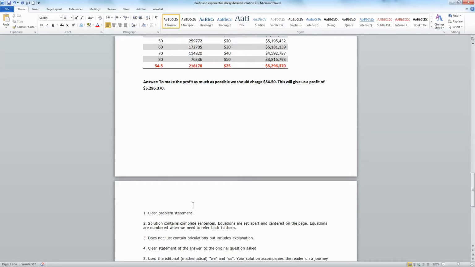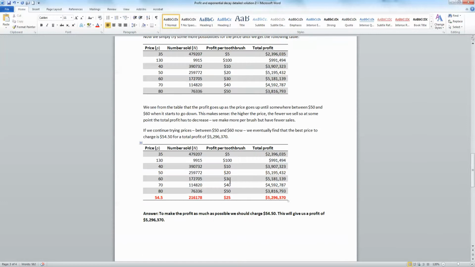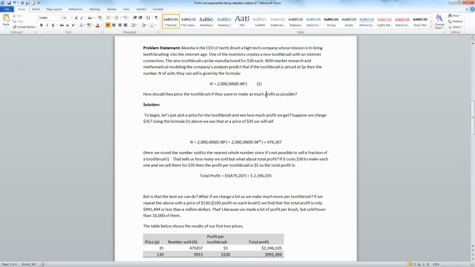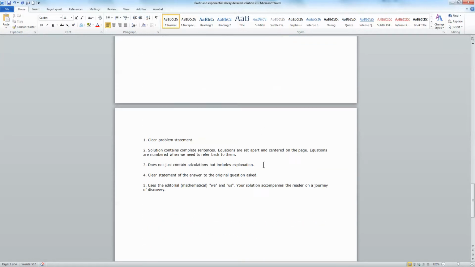So not a hard problem, but it captures some of the key features we're looking for in the presentation of mathematics. A clear problem statement. The solution contains complete sentences. Equations are set apart and centered on the page. So here we have equation, equation, equation. They're all set apart by a couple lines and they're centered. Notice that it does not just have a bunch of calculations or just a table and an answer, but an explanation.